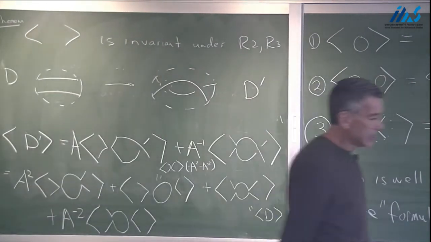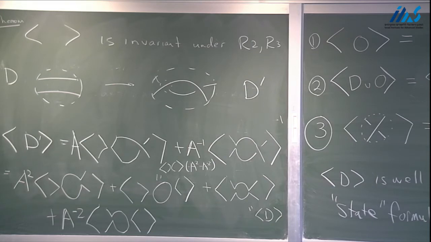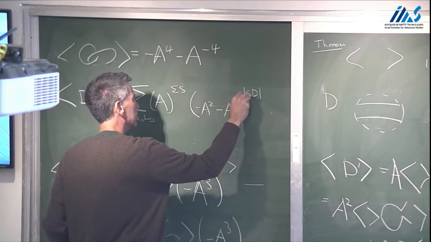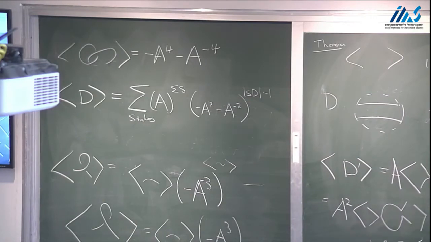Let me write it down here so we'll have it for later. So this also shows that even if you give the nesting information, it doesn't depend on the region. So let's write this formula down. So that both gives a formula and shows that the Kauffman bracket is well defined. It doesn't depend on ordering.